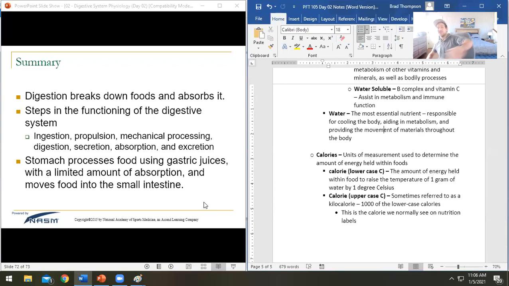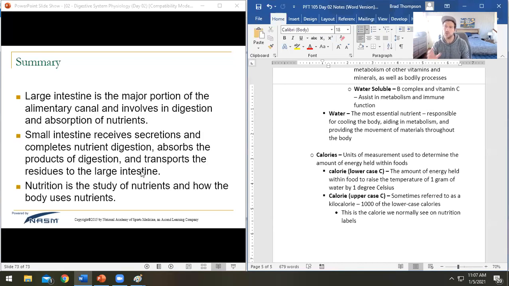All right, so summarizing everything up, digestion is the process of breaking down foods and absorbing them. You've got ingestion, which is getting it in, propulsion, which is moving it, mechanical processing, which is chewing stuff up and tearing it apart, digestion, which is chemically breaking stuff down, secretion, which is putting stuff in to help break stuff down, absorption, which is getting it into your bloodstream, and excretion, which is getting it out of the body. Your stomach is going to process that using all kinds of different gastric juices, and then it is going to move it into your small intestine where it will actually be absorbed.